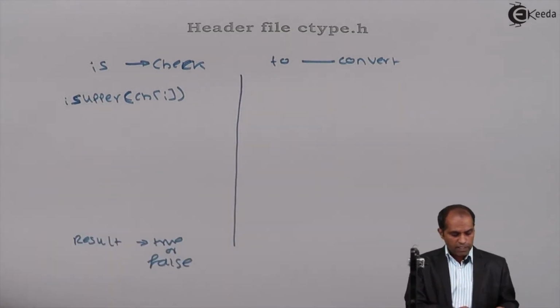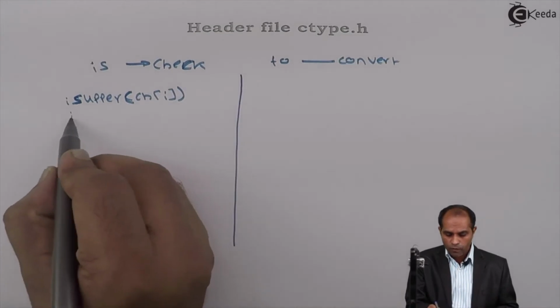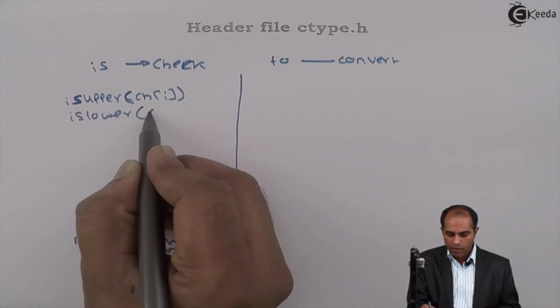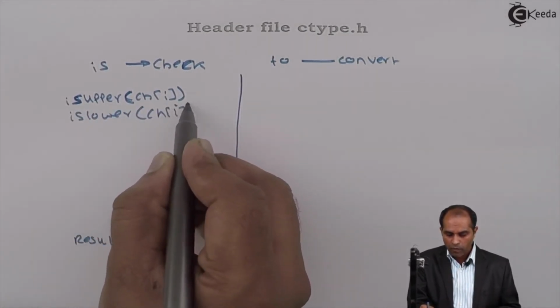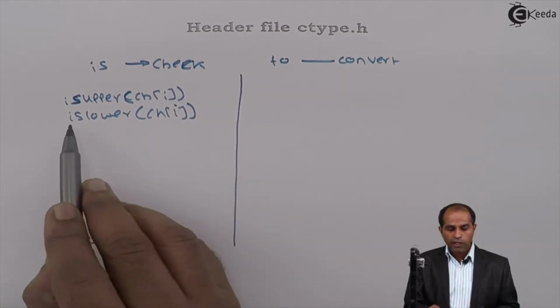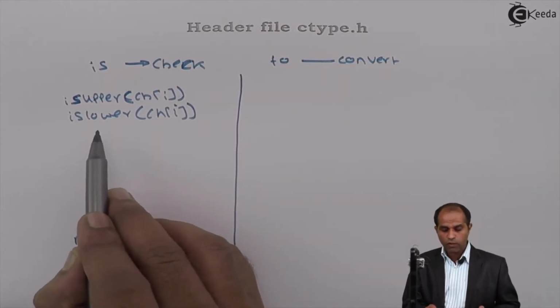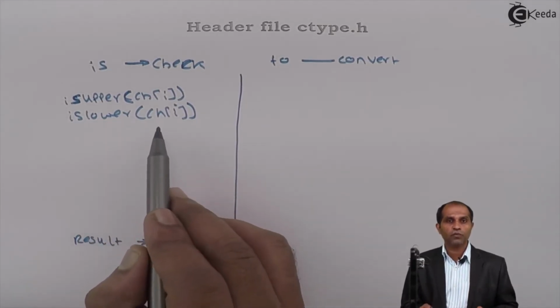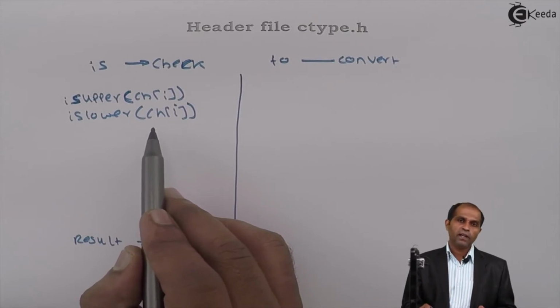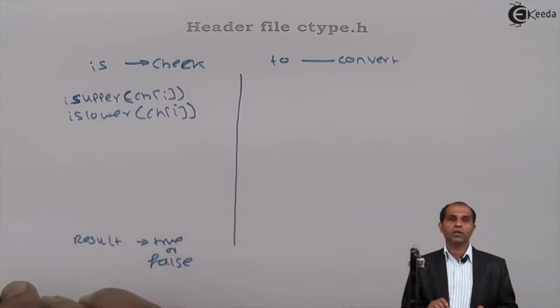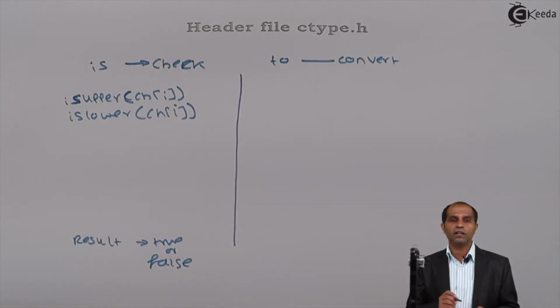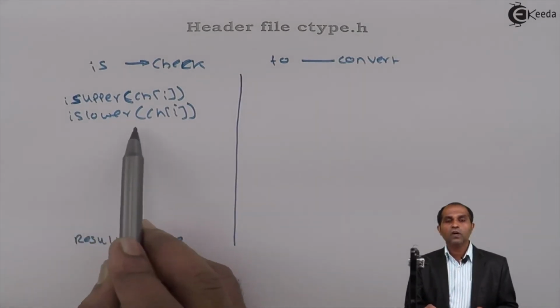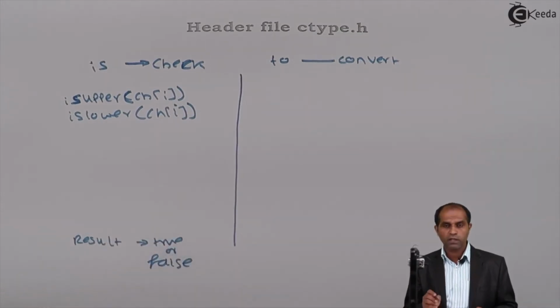Similarly, I have a function called is lower. Can you guess what is lower does? Yes, you guessed it properly. Is lower of ch of i will check whether ch of i is an alphabet and a small, or lowercase, letter. If it is, this function results in true, otherwise it results in false.